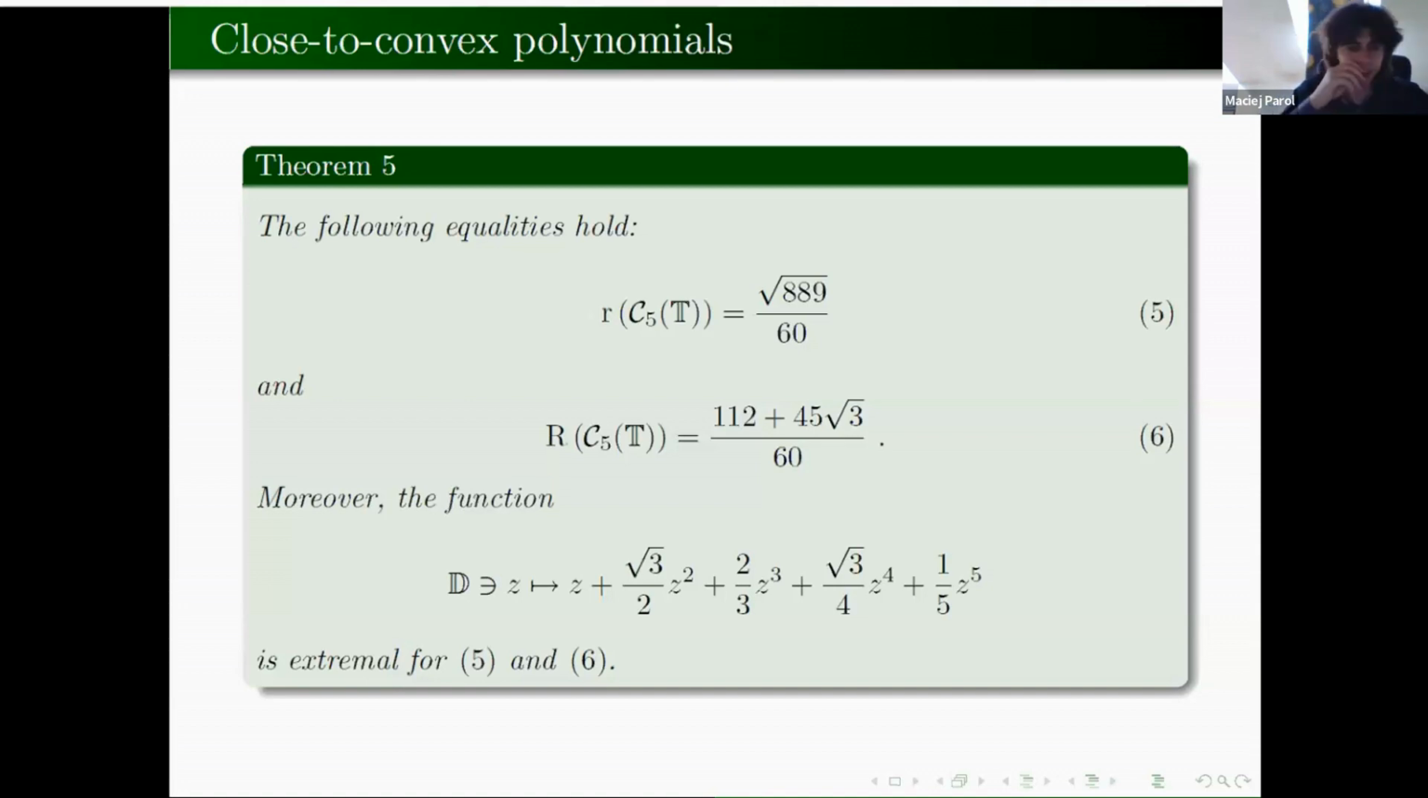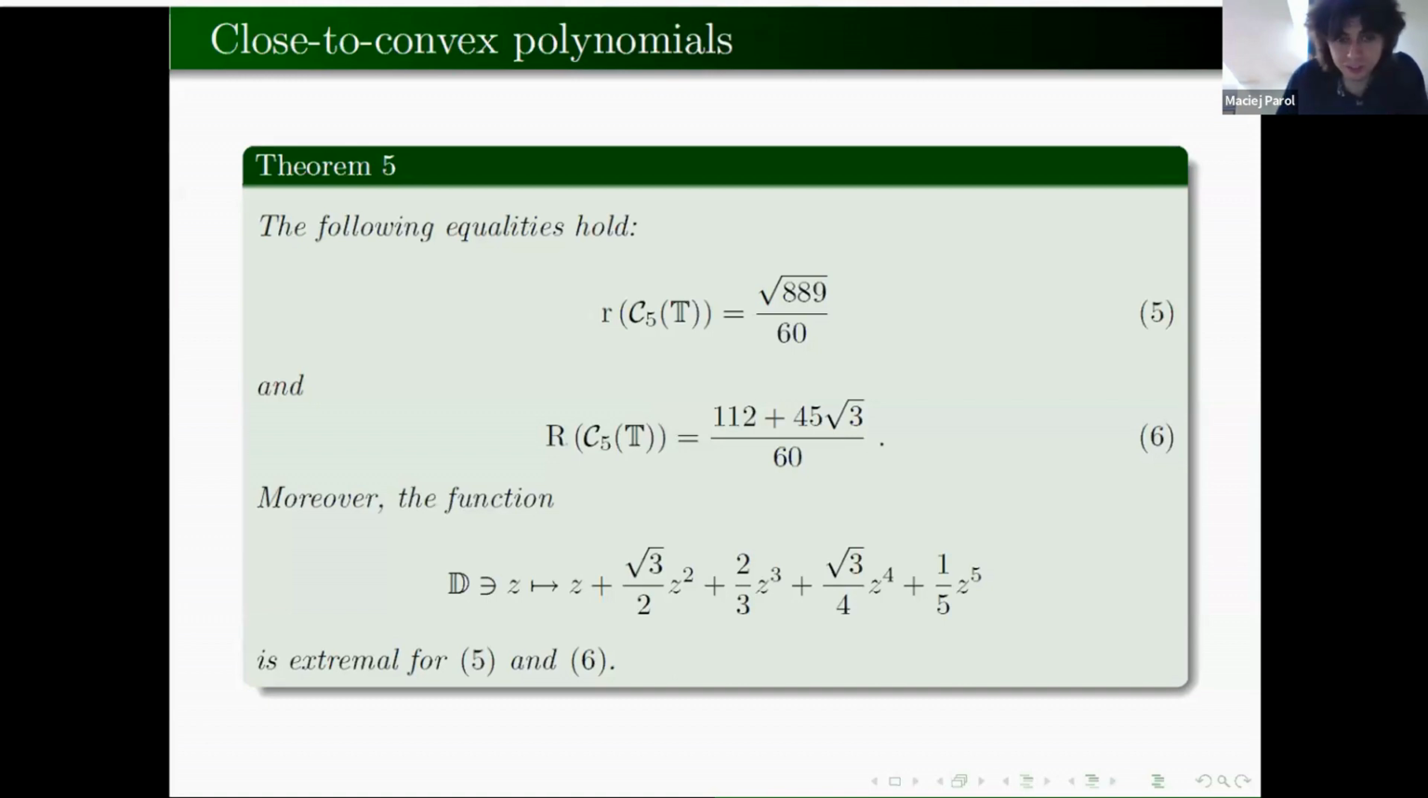And interesting is that the extremal function is quite easy to write and read, because this is z plus (square root of 3 over 2) z squared plus (2 over 3) z to the third power plus (square root of 3 over 4) z to the fourth power plus (1 over 5) z to the 5th power. And here we had sine and cosine of pi over 6, so this function is better to write than the previous one in the previous case.